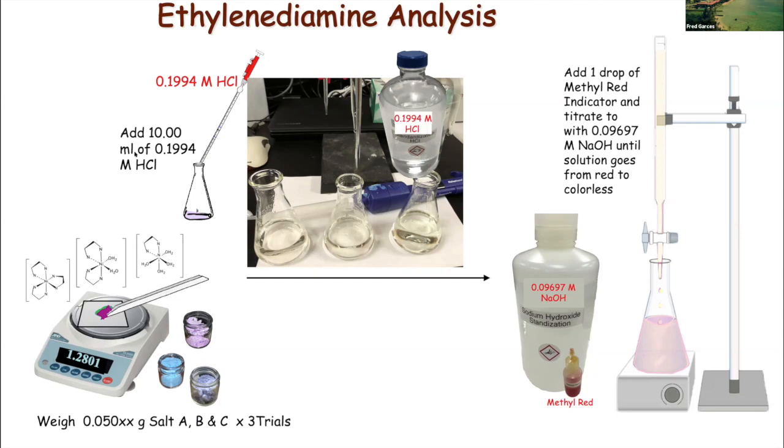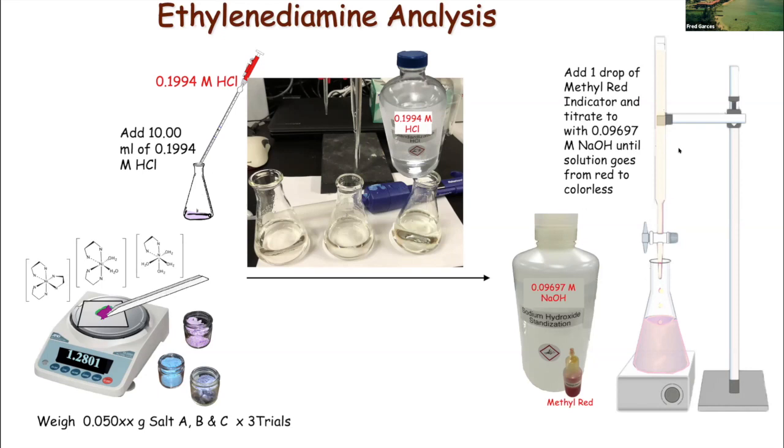What you are doing in actuality is adding an excess amount of hydrochloric acid. So depending on how many ethylene diamine are in your 0.05 grams, the hydrochloric acid that you're adding is an excess amount. Some hydrochloric acid will not react. Well, what does that mean? It means that this solution right here is going to be acidic. You're using methyl red right here as your endpoint indicator. So the excess hydrochloric acid that did not react, that's what you are titrating with sodium hydroxide.